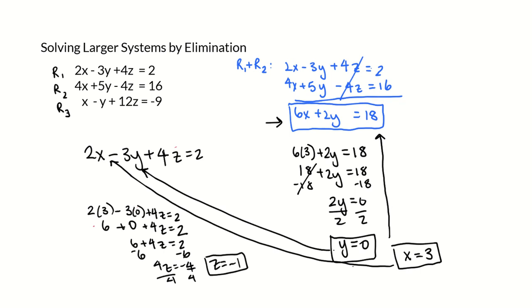So our solution is x equals 3, y equals 0, z equals negative 1, or written as a coordinate point, the solution is x comma y comma z, so (3, 0, -1).